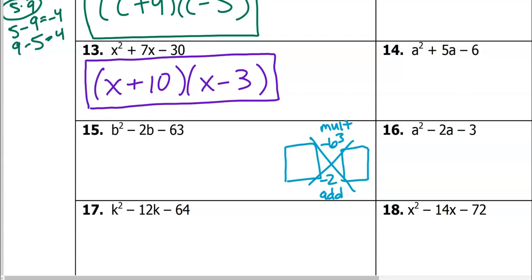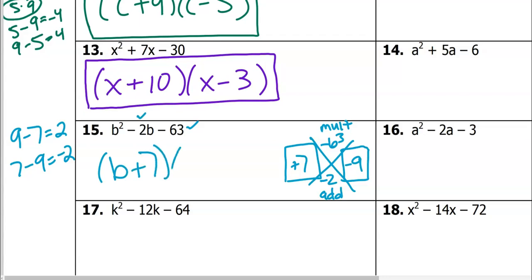So 9 and 7 pop in your head with the number 63. Now we want to get negative 2, right? So do we want 9 minus 7 or do we want 7 minus 9? 7 minus 9 gives you that negative 2. You've got to watch out. So our 7 is positive, but our 9 is negative this time. Before you write your answer, always double check. Check your boxes. 7 times negative 9 is negative 63. Check. 7 minus 9 is negative 2. Check. So that's what we're going to use. B plus 7, B minus 9, like that.